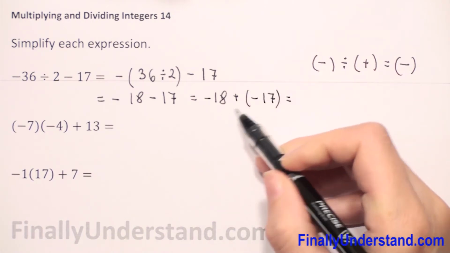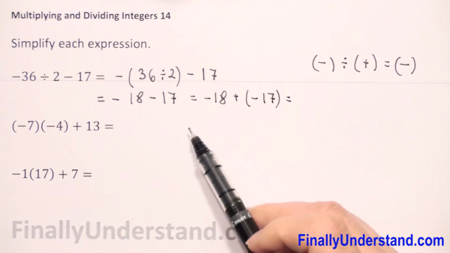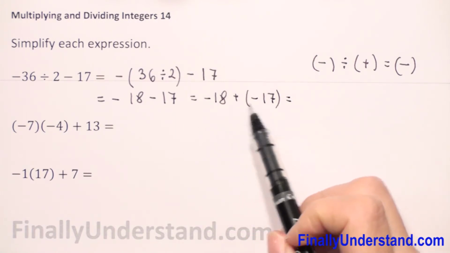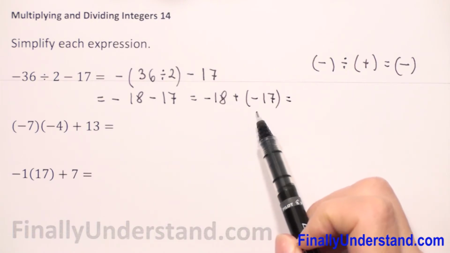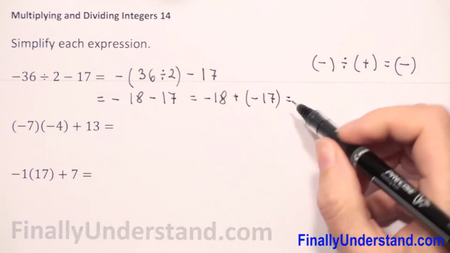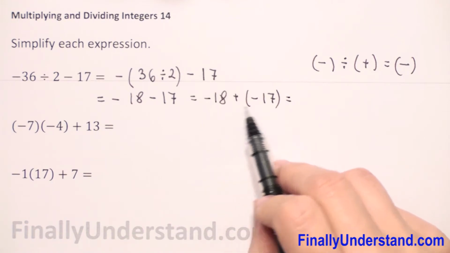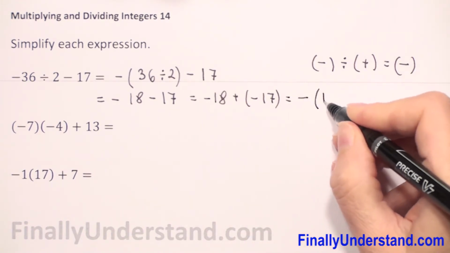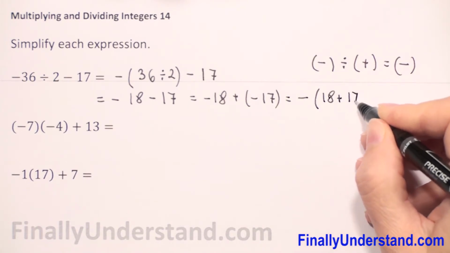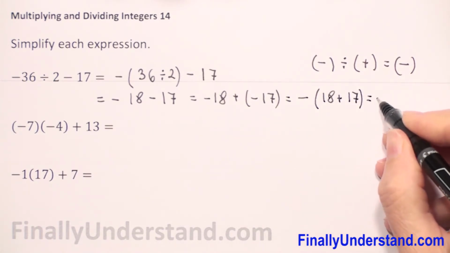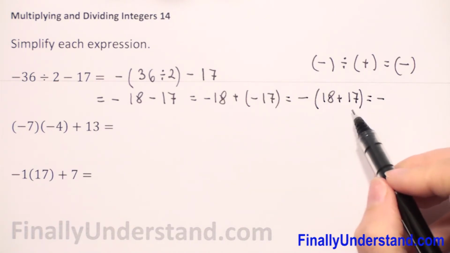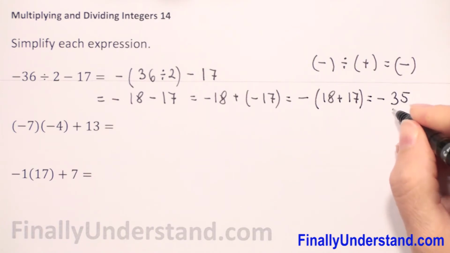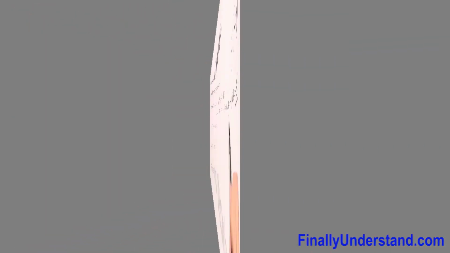And when you rewrite this operation, now you see what we have to do. We have an addition of two negative numbers. How do we do this? Because both of them are negative, we keep the negative sign and we just add 18 and 17. So this is equal, the negative sign we have to rewrite, 18 plus 17 is 35. So we have the answer negative 35.